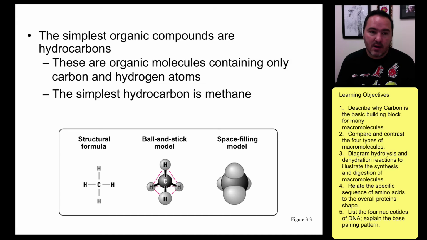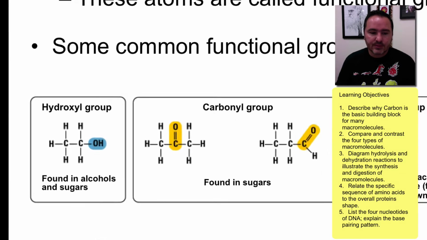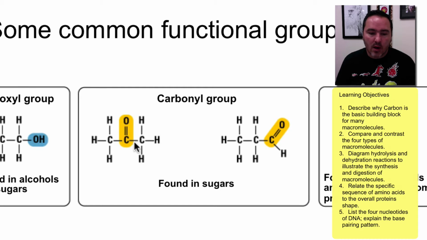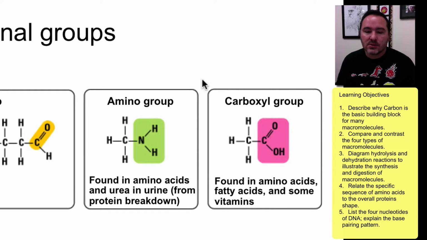The simplest organic compounds are things like carbohydrates, where you have just carbon and hydrogen. But you can also make organic compounds more complicated by adding functional groups. So instead of a hydrogen here, we have an OH, so that's called a hydroxyl group. Or a carbonyl group, here is a double bonded O. An amino group, a carboxyl group, and so forth. And there's others. These are 4 of the most common ones.